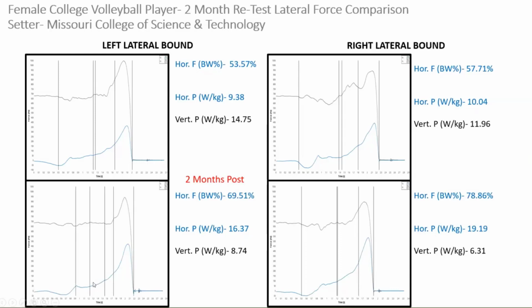And as you can see, the blue line is horizontal, the black is vertical. The black starts up here because it incorporates body weight. So what we're looking at is more horizontal power and force after 2 months of emphasizing it in training, which allowed her to cover ground and be more of an efficient athlete.